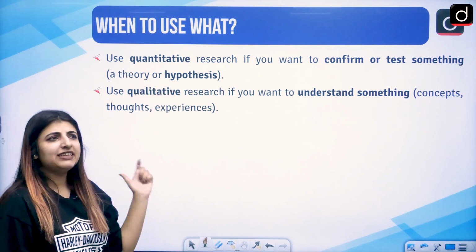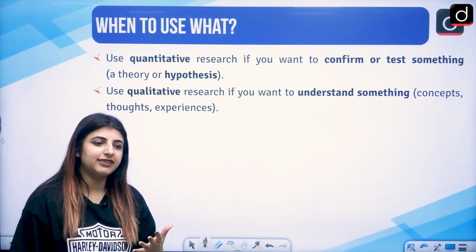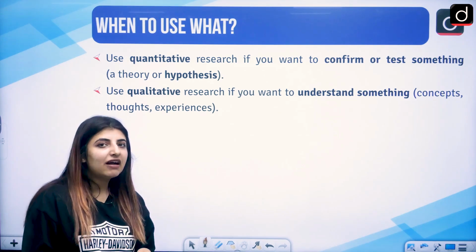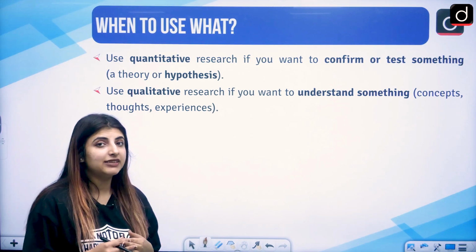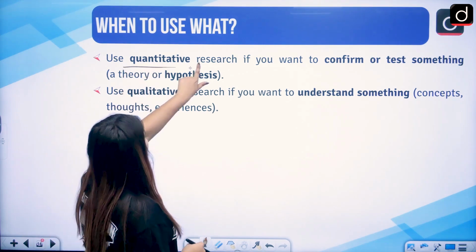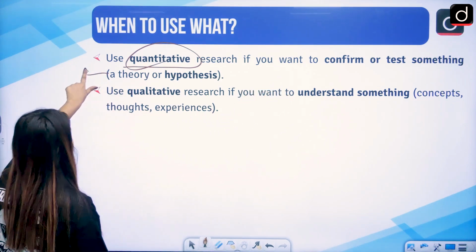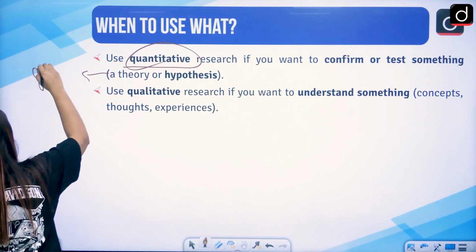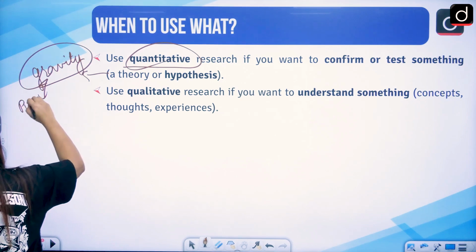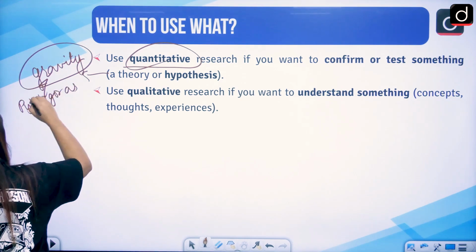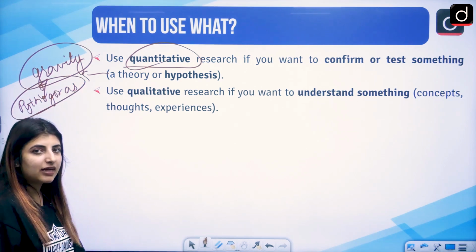When to use what? This is a question that most of us have in our mind when conducting any kind of research: if I want to gather something in a measurable quantity, what should I use? What kind of research shall I be using? Right? Use quantitative research if you want to confirm or test something, a theory or hypothesis. I gave you the example of gravity. Another example would be the Pythagoras theorem. You can test this theorem with any sum of yours which is in the maths book, right?